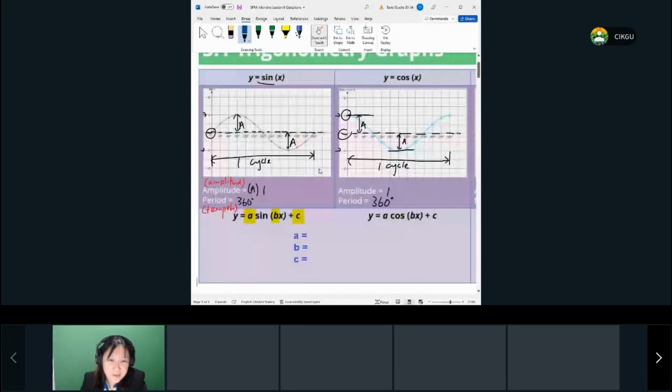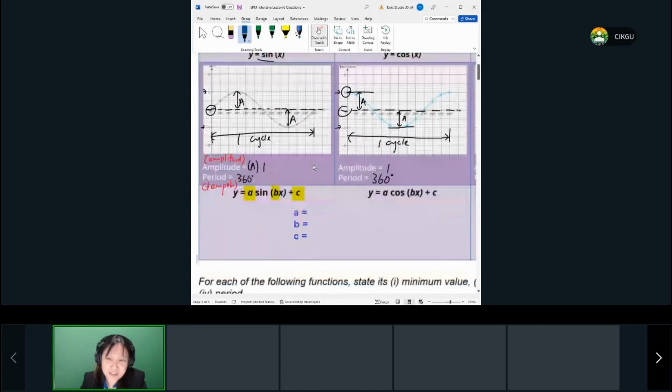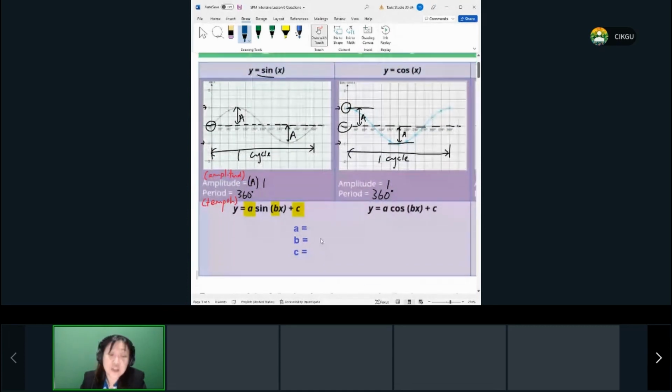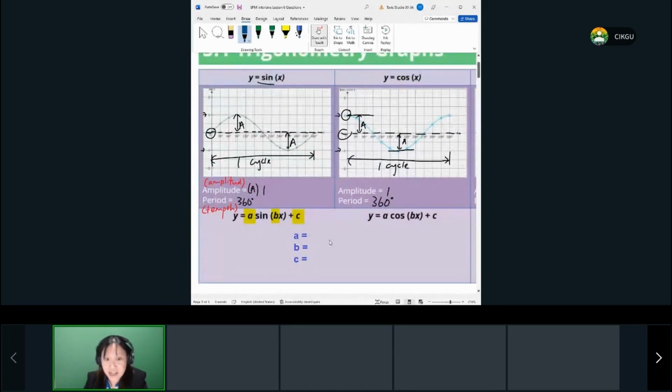Again, this is an intensive class. We do not have time to go into the detail of why A means something and why B means something. But for now, if you don't know, just take it at ease first, because intensive being intensive.